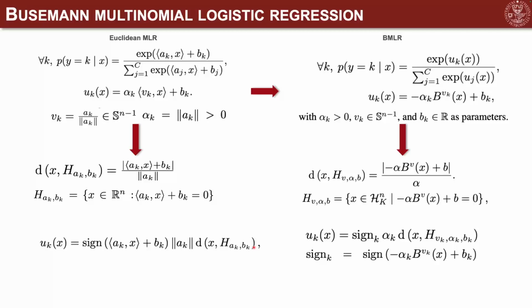Another interesting thing is that the Euclidean MLR can be interpreted by the point to hyperplane distance. Similarly, the Busemann MLR can be interpreted by the point to horosphere distance. We find that the point to horosphere distance and the final expression share a similar form with the Euclidean ones. So here is how our BMLR generalizes the Euclidean MLR.